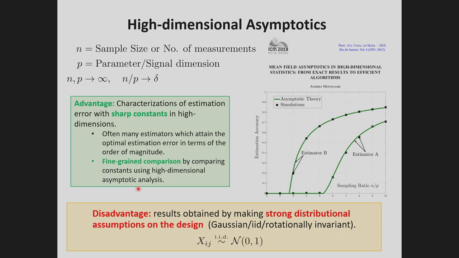One of the issues here is that when we do the analysis in this asymptotic regime, we typically make strong assumptions on the design matrix X. Popular assumptions are that the design matrix is Gaussian, IID, or rotationally invariant. The simplest assumption you can make is that the design matrix has IID Gaussian entries. This talk is about how we can do proportional asymptotics without making these strong distributional assumptions.